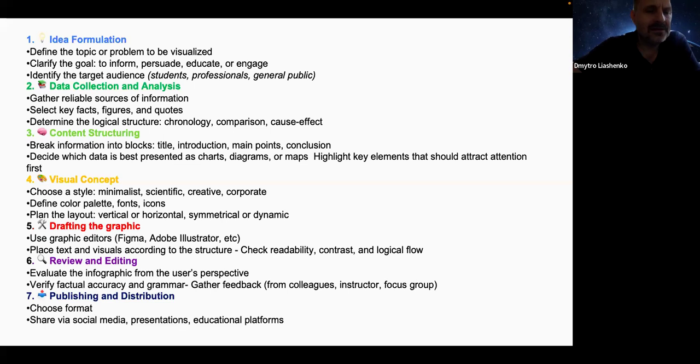Fifth step is drafting the graphic. Of course, we can use a big amount of graphic editors. First of all, it's Figma, Adobe Illustrator, Adobe Photoshop. It can be GIS software. It can be 3D representation, etc.